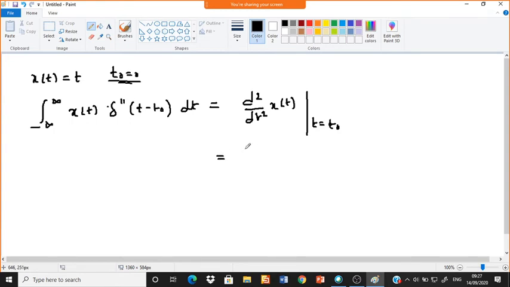So now what will happen? That is just d square by dt square of x of t. So just x of t you substitute, d square by dt square of t. Double differentiation, if you do, if you just differentiate the first time, it will become 1, and another time, the double derivative, that is d by dt of 1, it will become 0. Constant, it will become 0.